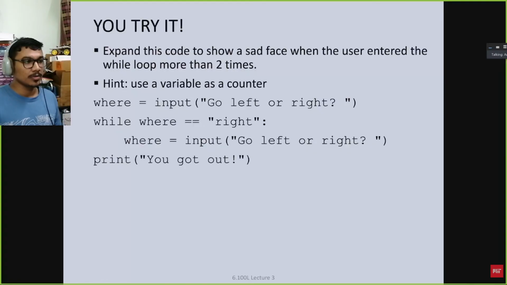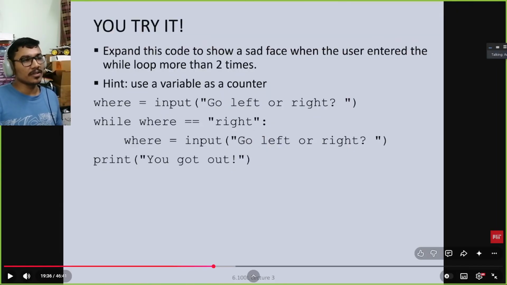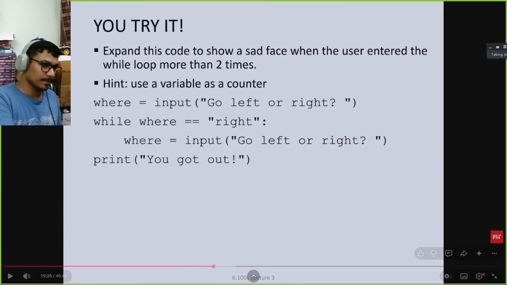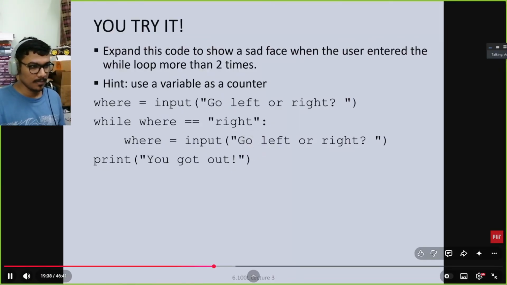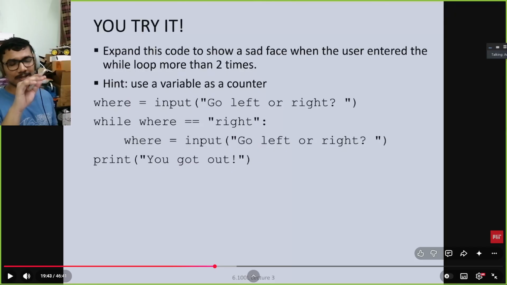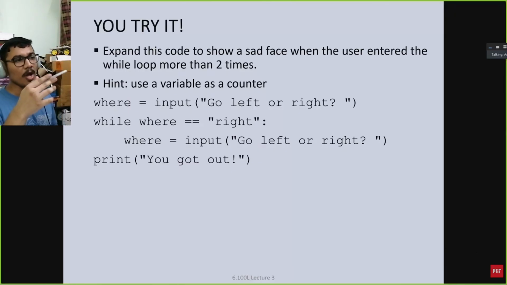Okay, so now that we've seen a while loop with a little bit of numerical computation inside it, where we were changing the value of n inside our loop, let's have you work. Expand this code to show a sad face when the user entered more than 2 times.